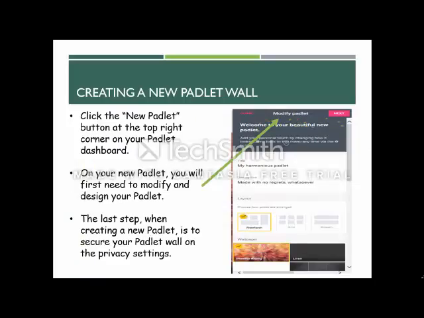Now, we are going to create a new Padlet wall. First, you're going to click the New Padlet button at the top right corner on your Padlet dashboard. On your new Padlet, you will first need to modify and design your Padlet. The last step when creating a new Padlet is to secure your Padlet wall on the privacy settings. Now let's flip over to the tutorial and see how to do it.